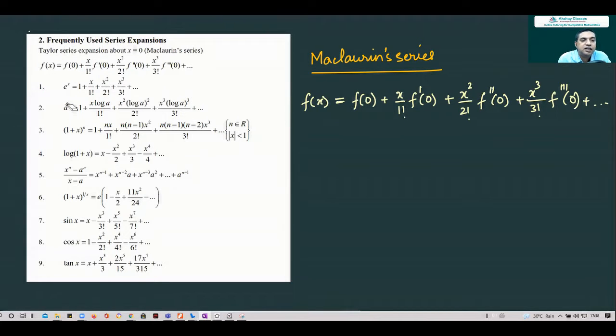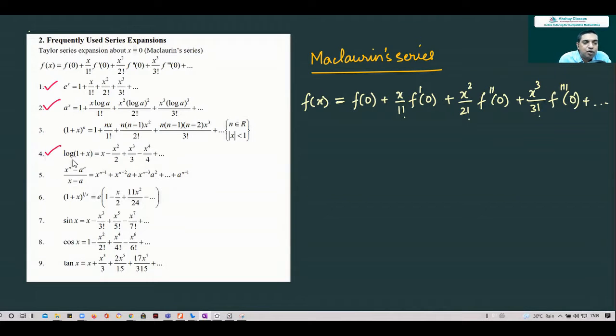Okay, e power x. Then a power x is same like e power x, but wherever x comes, you have to multiply with logarithm of a. So a power x is equal to 1 plus x log a by 1 factorial plus x square into log a the whole square by 2 factorial plus x cube into log a the whole cube by 3 factorial, and so on. Now 1 plus x whole power n, you don't have to worry. This is binomial expansion. I'm telling the important series that you need to remember.